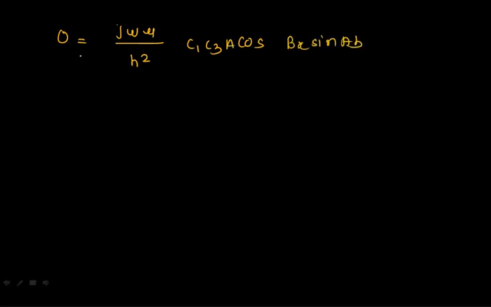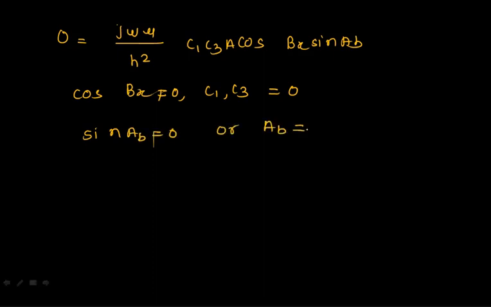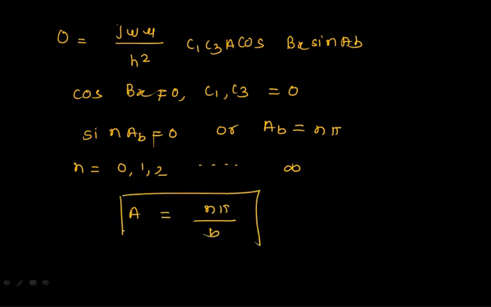So putting that value here, 0 is equal to j omega mu by h square C1 C3 constant a cos of bx sin of ab. So to have a 0, at least one value must be 0, but here cos of bx cannot be 0, C1 C3 cannot be 0. You can only assume that sin of ab is equal to 0, or you can say ab must be n pi, where n is 0, 1, 2 up to infinity. So you can find out a is equal to n pi by b. So I have got one constant, that is a, which is nothing but n pi by b, by putting the second boundary condition.